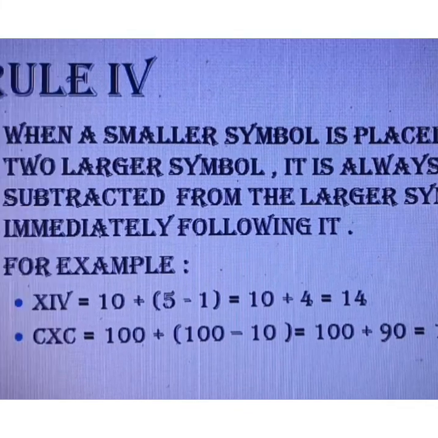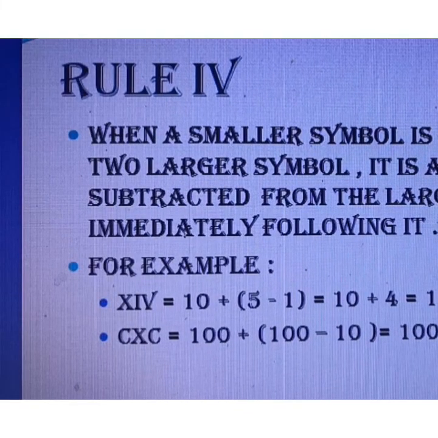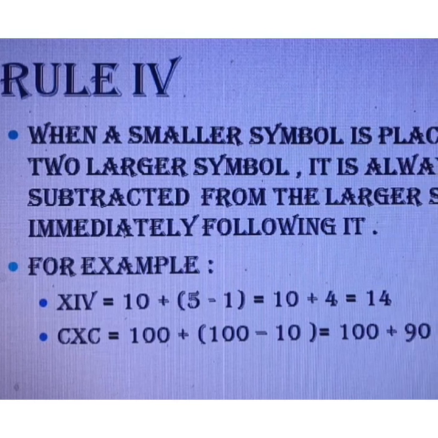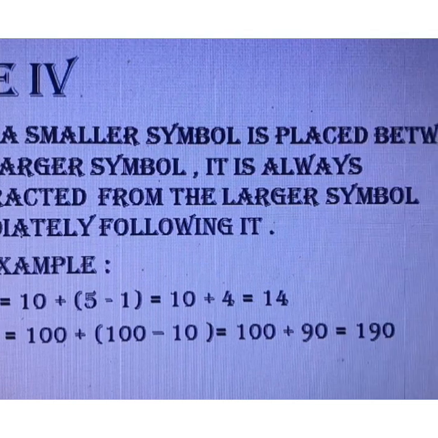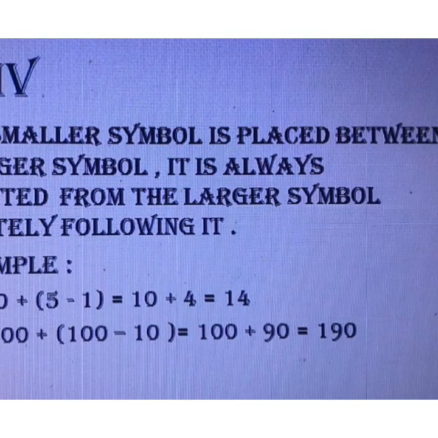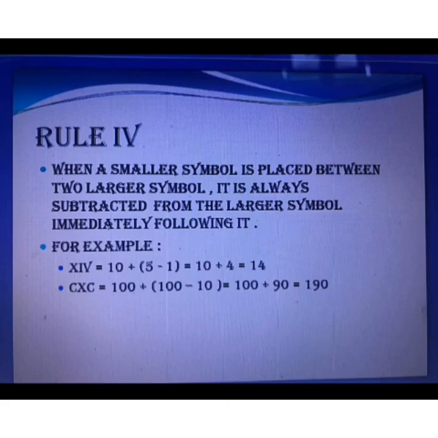Next, CXC. See here, X is between the C's. C represents 100, and the end C also we have to write as 100. So what shall we do? We just subtract 10 from that 100. So 100 minus 10, you get 90. So 100 plus 90 is equal to 190. Have you understood, children?